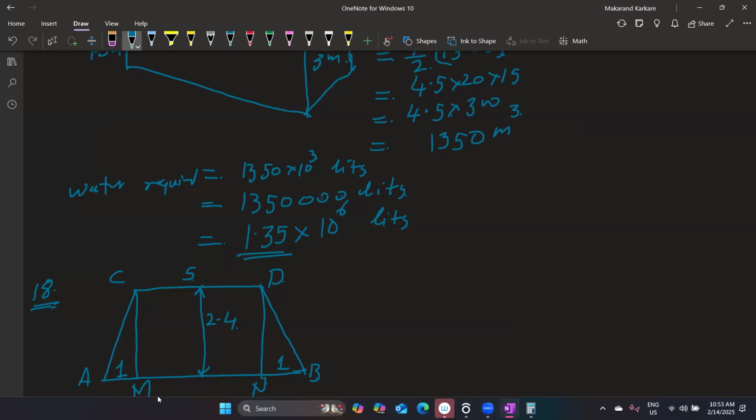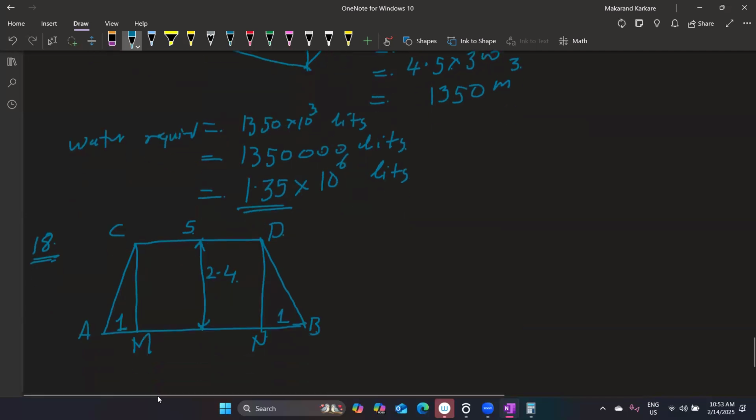Sir, can we say MNDC is a square? Sorry, a rectangle. Rectangle, yes. But why do you need MNDC as a rectangle? Sir, so even MN will be 5. Yeah, that is fine. But what do we want to find out? The cost of painting the internal surface of the tunnel, excluding the floor. So the internal surface is going to be wall AC, roof CD, and wall BD. Is it not?